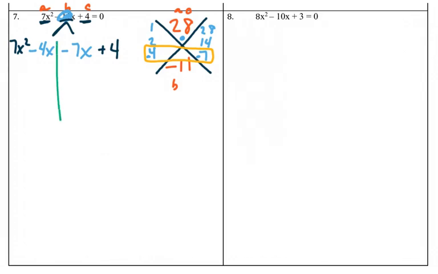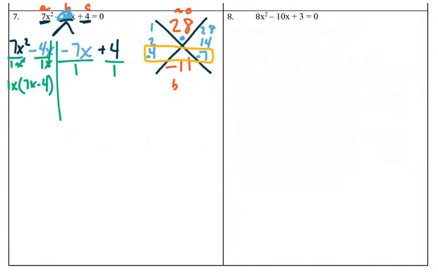Okay, so factor by grouping. What can I divide these numbers by? I can divide them both by 1, and they both have an x in them. So I'm going to take out that 1x. 7 divided by 1 is 7. x squared over x is x. 4 divided by 1 is 4. X over x will cancel.